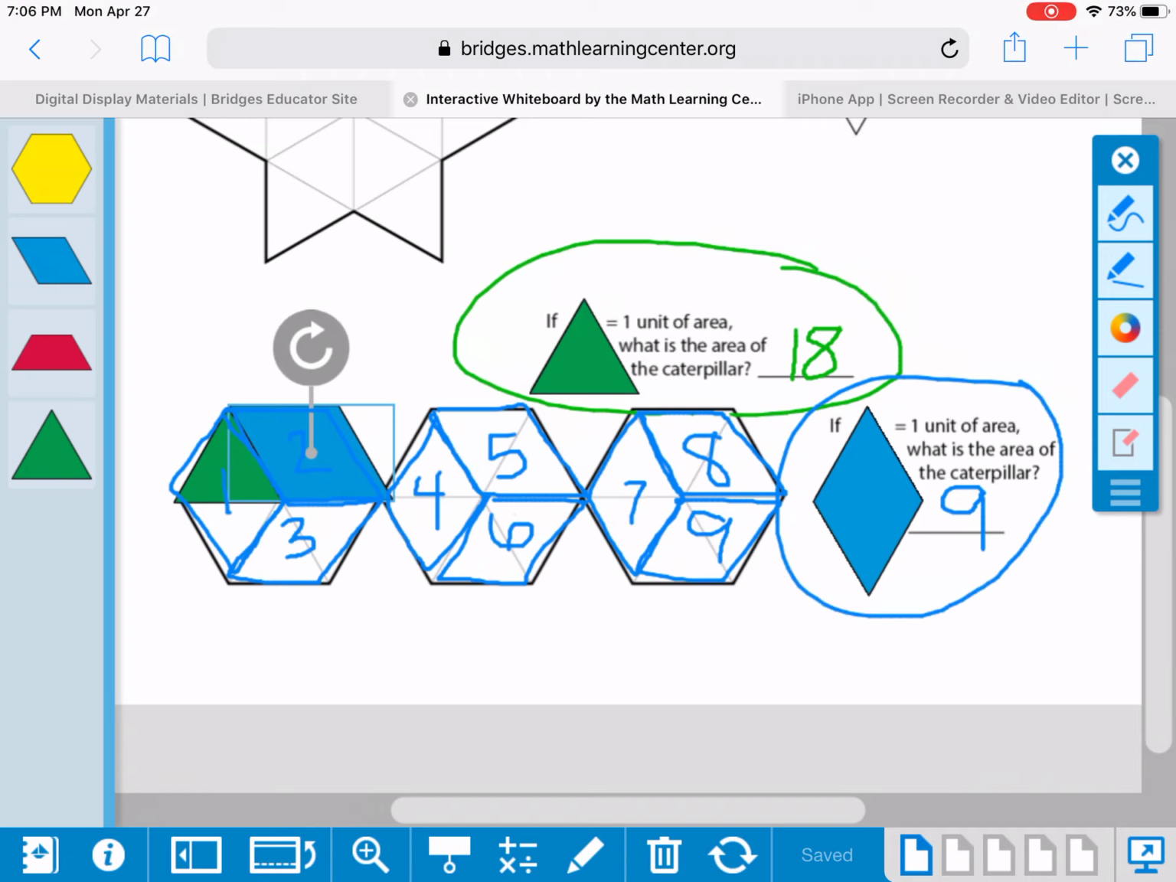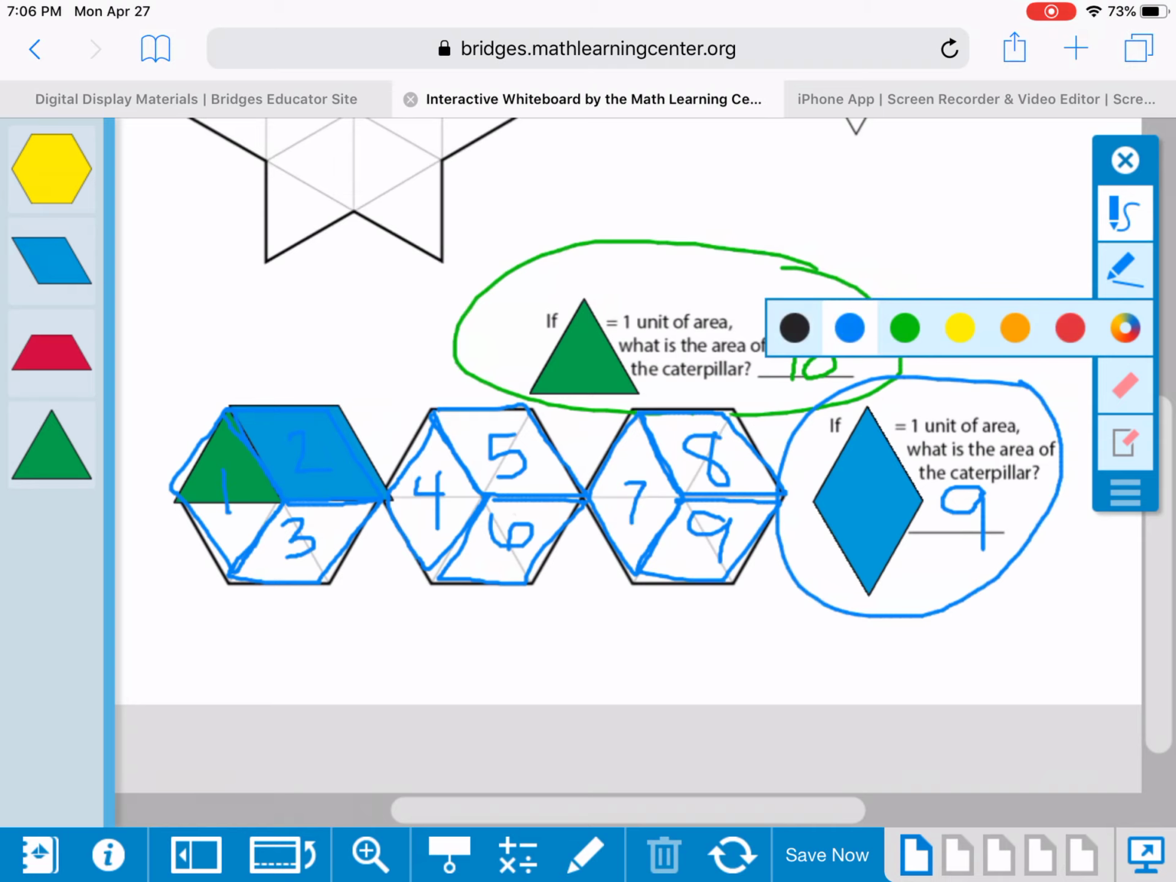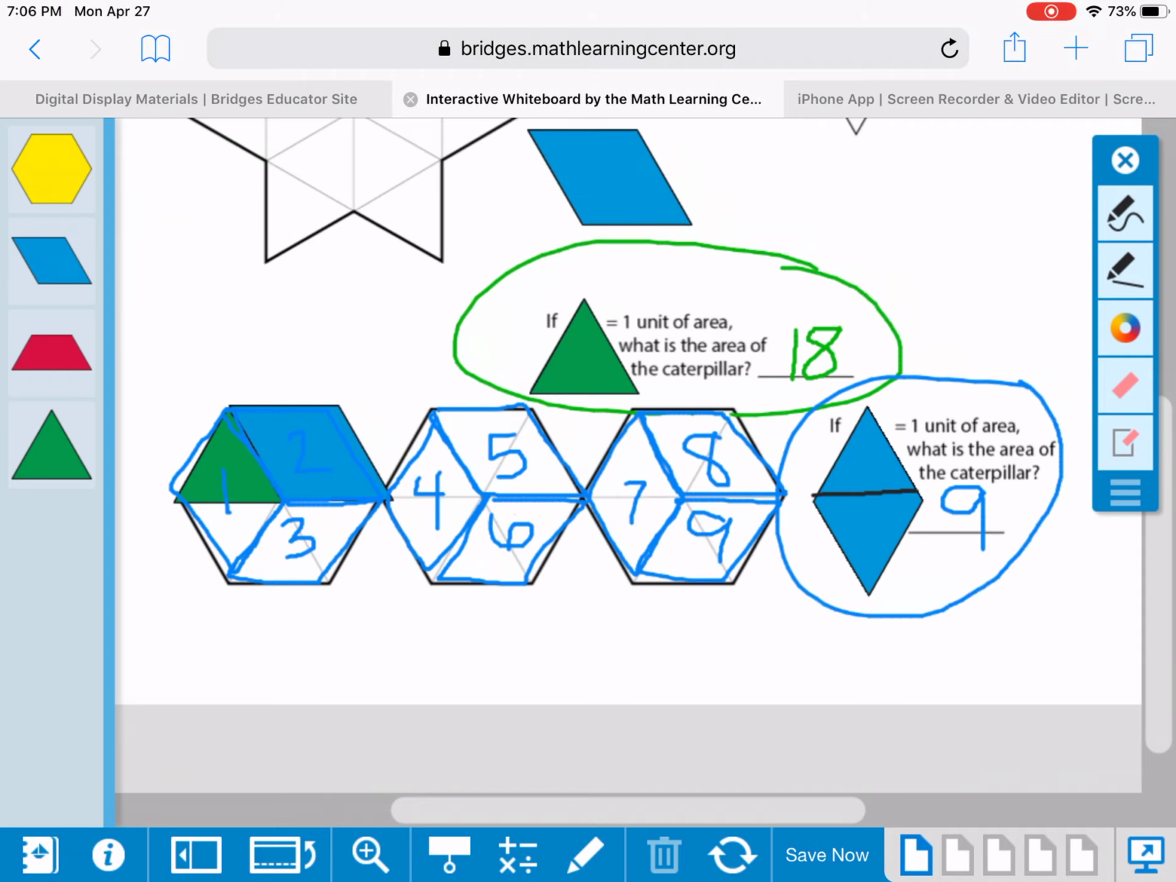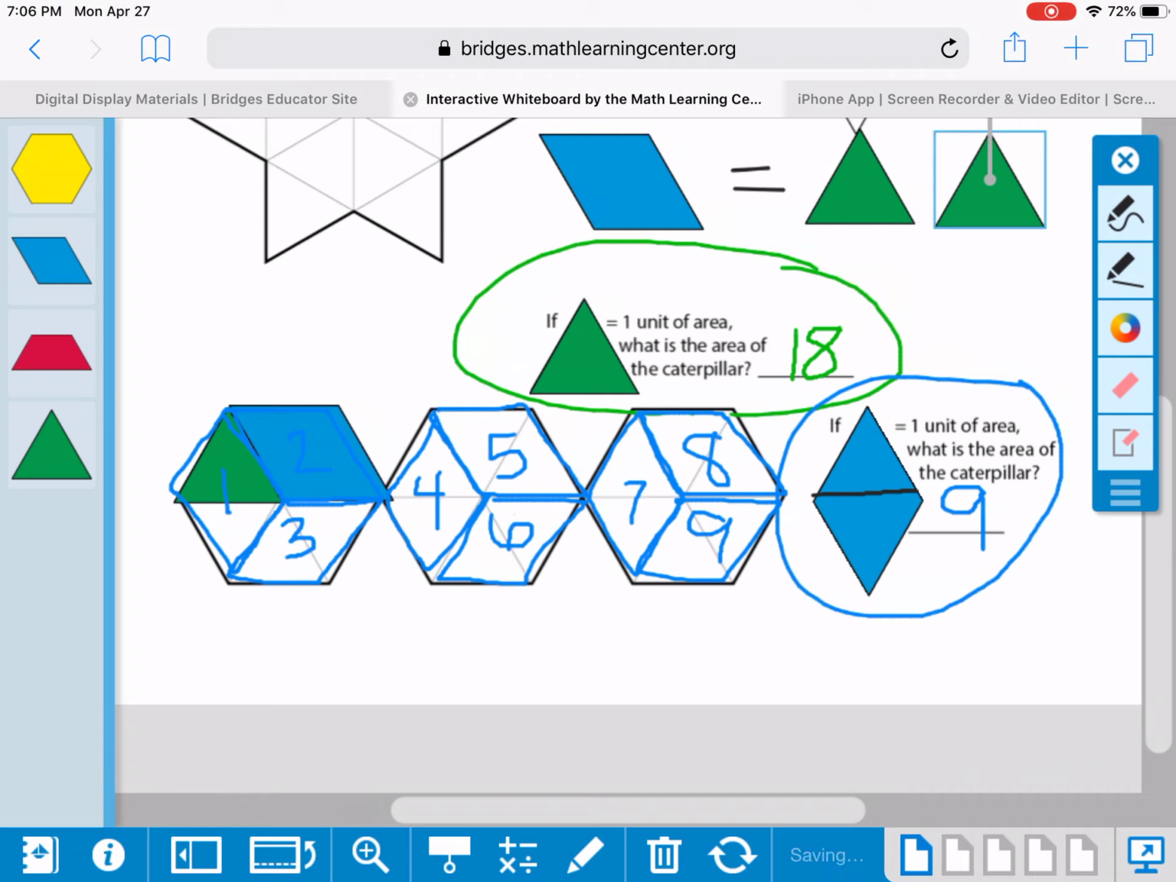Well, if I draw a line right in the middle of my rhombus, just like yesterday, I now have 2 triangles. So I know that 1 rhombus equals 2 triangles. Or 1 triangle can be 1/2 of a rhombus. That's the relationship I'm thinking about today.